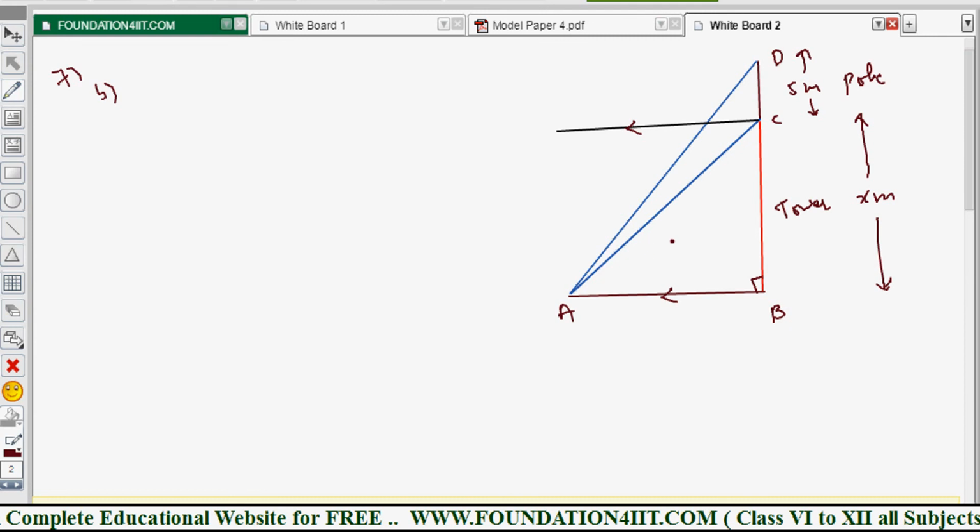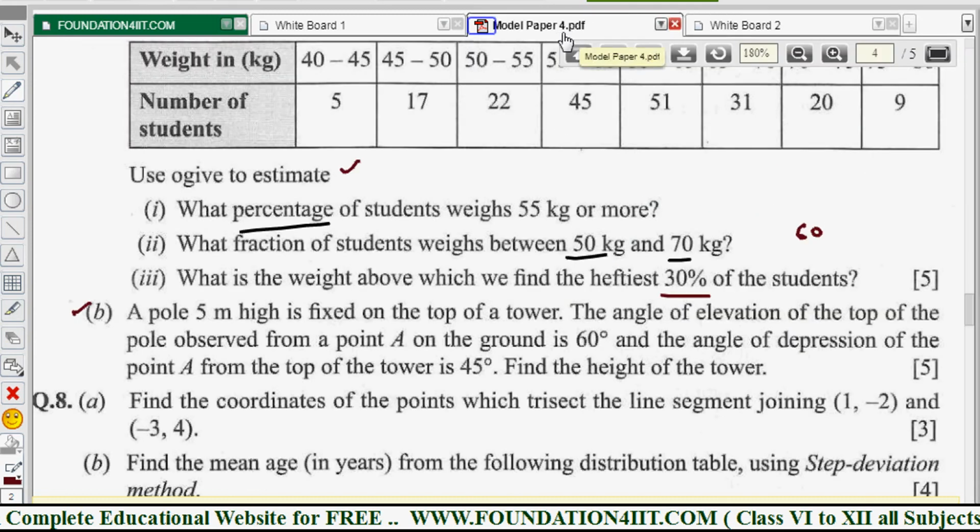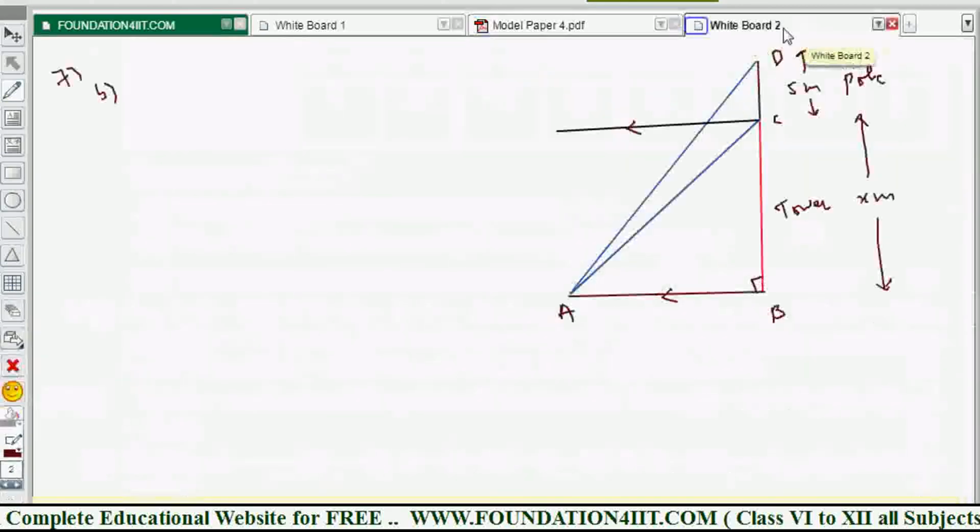Right. And 45 degrees. Two angles are mentioned: the angle of elevation of the top of the pole observed from the point A on the ground is 60 degrees, and the angle of depression from the top of the tower to A is 45 degrees. So if the angle of depression is 45 degrees, because these two lines are parallel, this also is 45 degrees. And the angle of elevation from the point A to the top of the pole is 60 degrees in total. So this is the diagram.